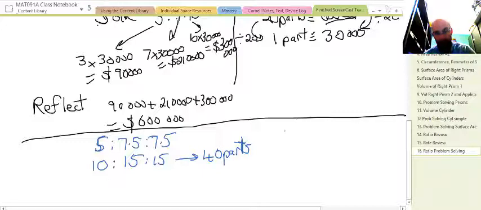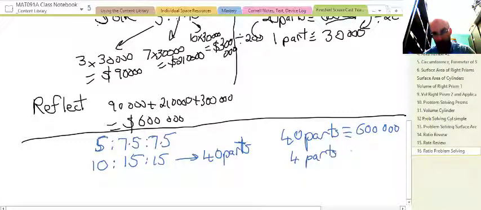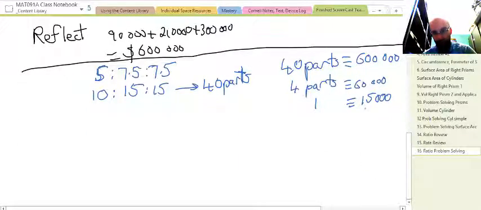Okay, so 40 parts is equivalent to $600,000. Now if you want to do this gradually, you can. 4 parts, dividing both sides by 10 is 60,000. 1 part is equivalent to 15,000, dividing both sides by 4 there. Remember, at any time during the video you need to pause, please do so to take notes. So 1 part is $15,000, so we go back here.